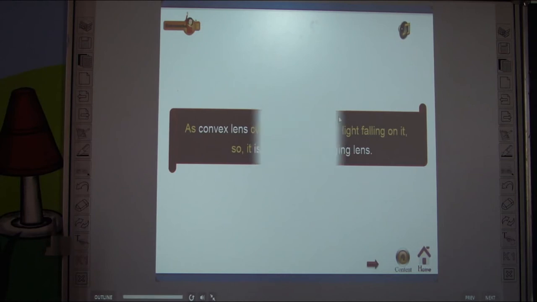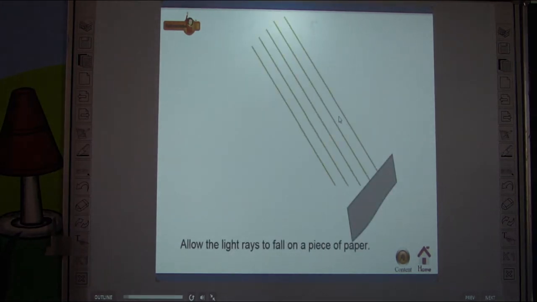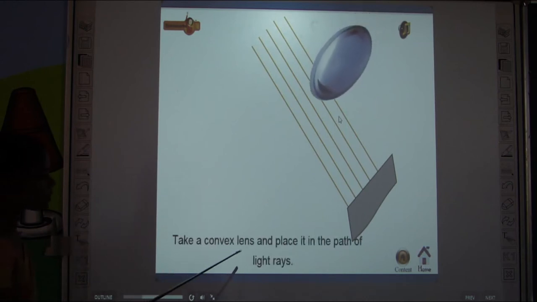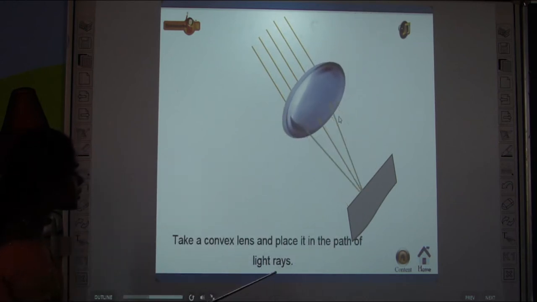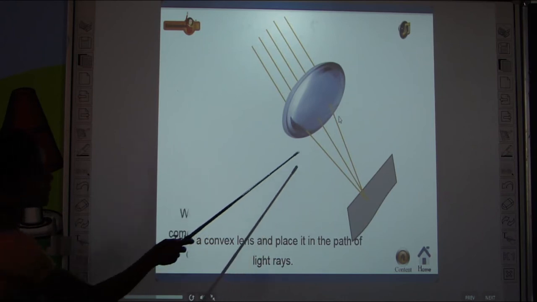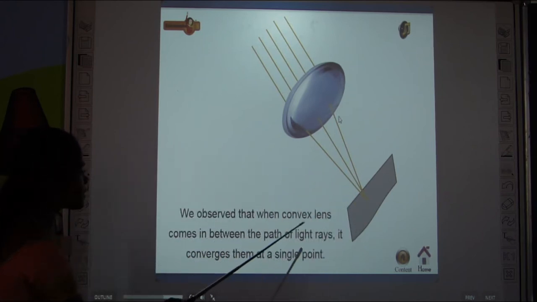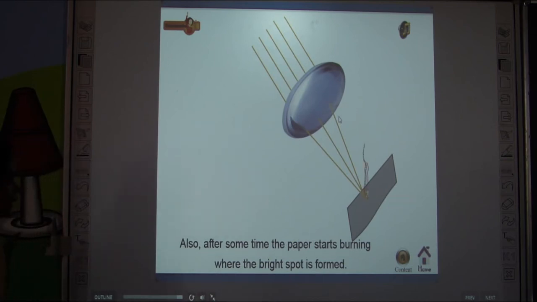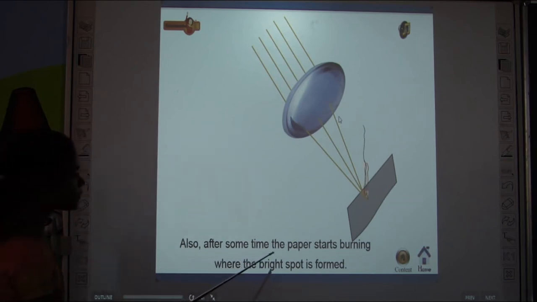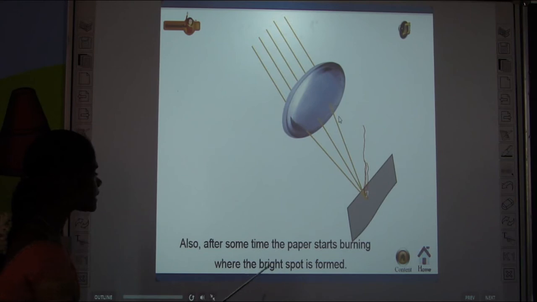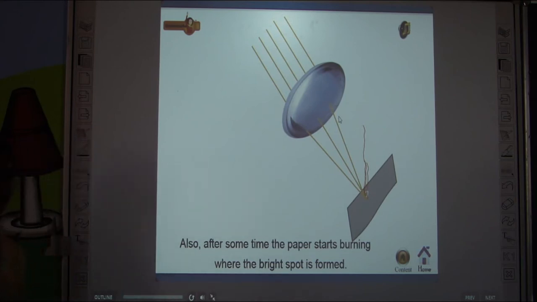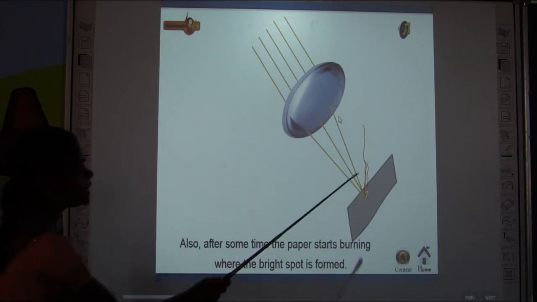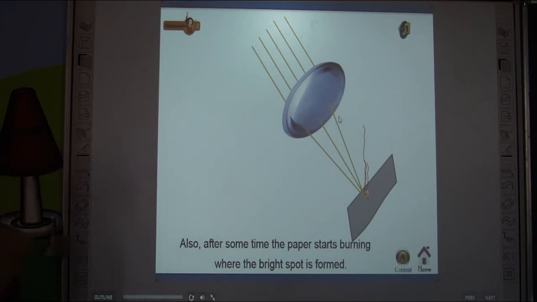The next one, see how it converges the beam of light. Take a convex lens and place it in the path of light rays. What will happen? We observe that when a convex lens comes in between, it can converge the beam of light. Also, after some time, the paper starts burning where the bright spot is formed. Why? Because it can converge the beam of light. So, it is known as converging lens.